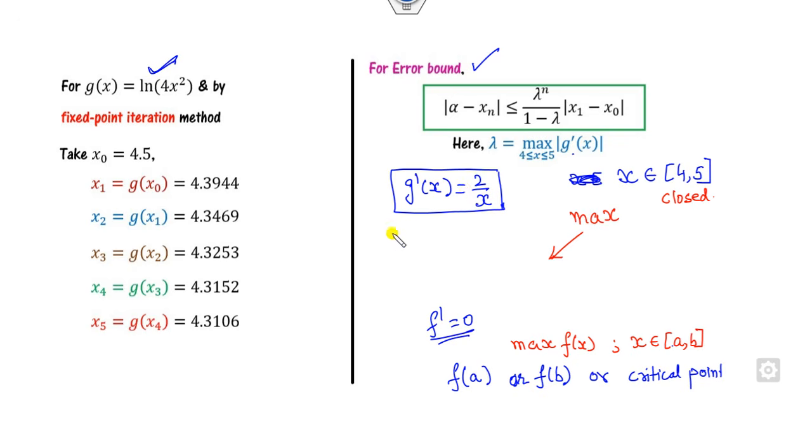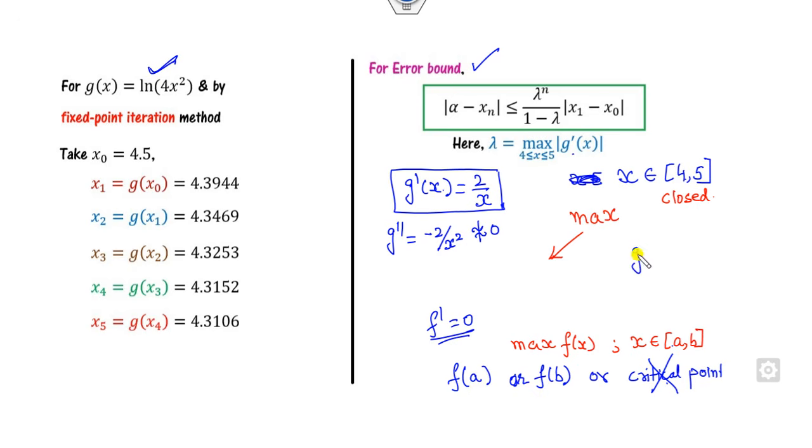So firstly I can take the critical point. The second derivative of this is minus 2 by x square, which is not 0. Fine, because it is 0 only when x is infinity, which does not lie in the interval. So it means in this case the critical point is not there. Then we have to find the maximum value at 4 and 5.